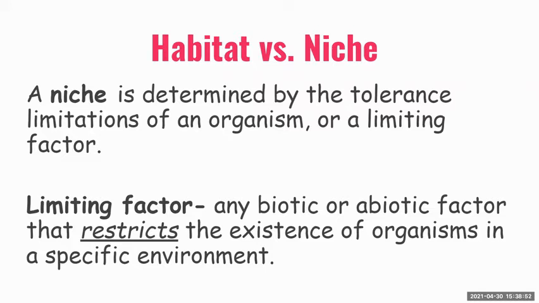So in a specific place, there are only so many resources available. And because there's only so many resources available, populations can't blow up out of control. There can't be like 1 trillion deer in a small forest because there's not enough food, there's not enough shelter. And those are examples of limiting factors, which I think are on the next page as well.